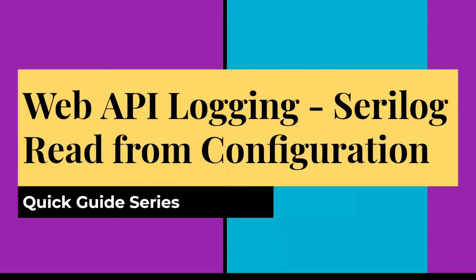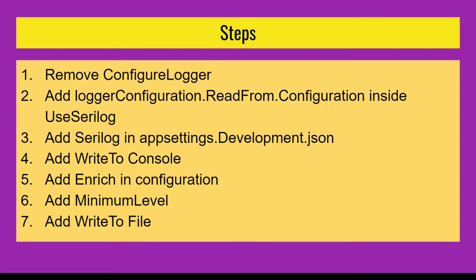Hello, in this video, we will configure Serilog from AppSettings.json instead of it being inside program.cs. The following are the steps for this video. First, we will remove configure logger, and then we will add logger configuration, read from configuration inside the UseSerilog function, and then we will add Serilog in AppSettings.development.json. After that, we'll add the write to console and then add in the enrich in the configuration, also the minimum level. Lastly, we'll write to file.